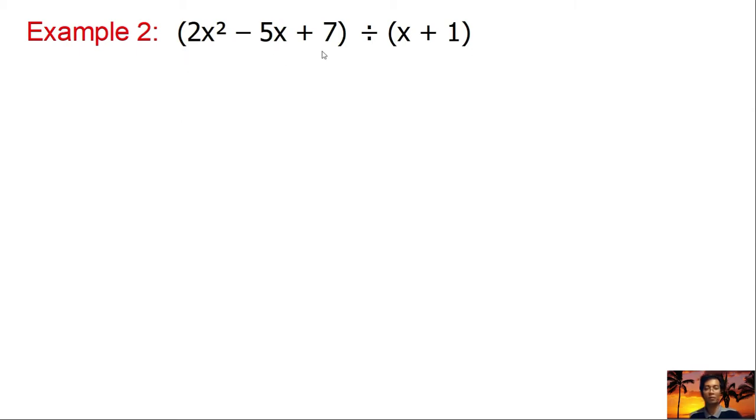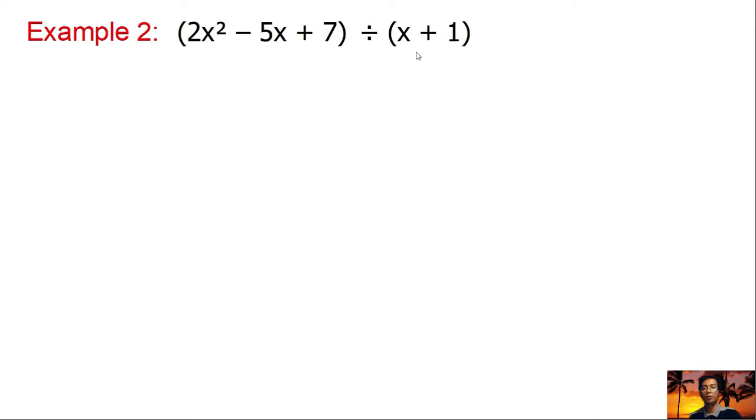2x squared minus 5x plus 7. So, nakaayos na ba siya in descending order in terms of degree? Yes, nakaayos na siya. Our divisor x plus 1, nakaayos na rin ba? Okay, since nakaayos na siya, pwede na tayong mag-proceed sa next step.